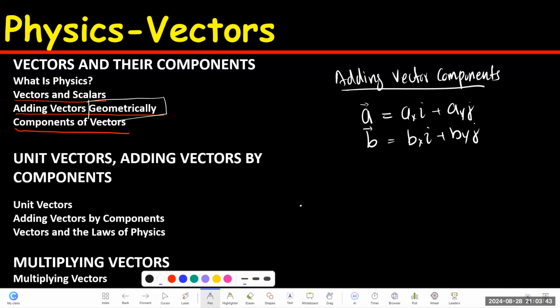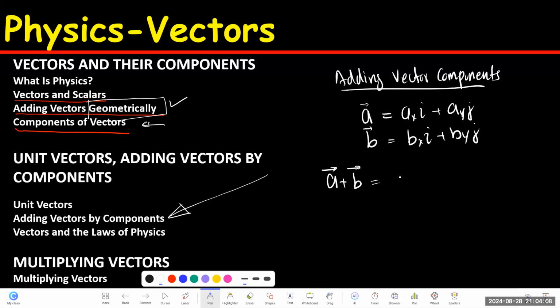Earlier I used the head-to-tail rule, something that looks like this, to add the vectors. Okay, this time I'm not using that. I'm going to be using a mathematical way of adding vectors. So if I've got a plus b, I'm not going to use the graphical method, the one I used here. I'm going to be using a mathematical method of adding the vectors, which is this one.